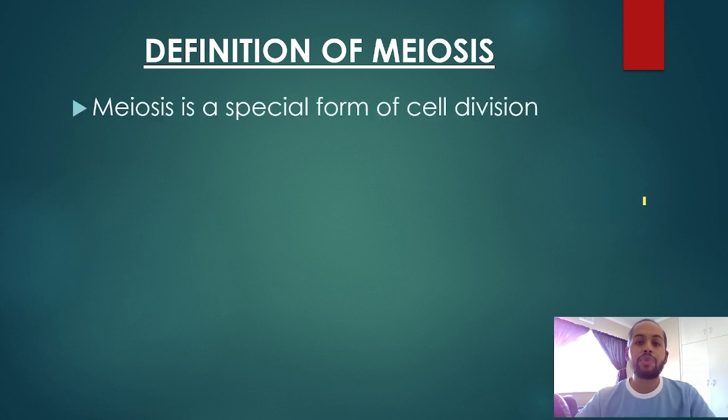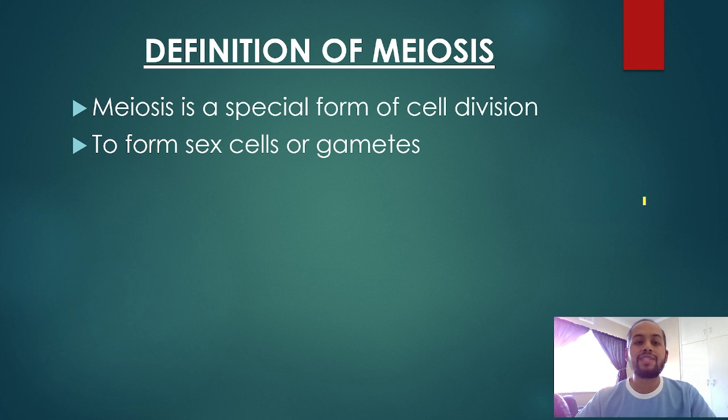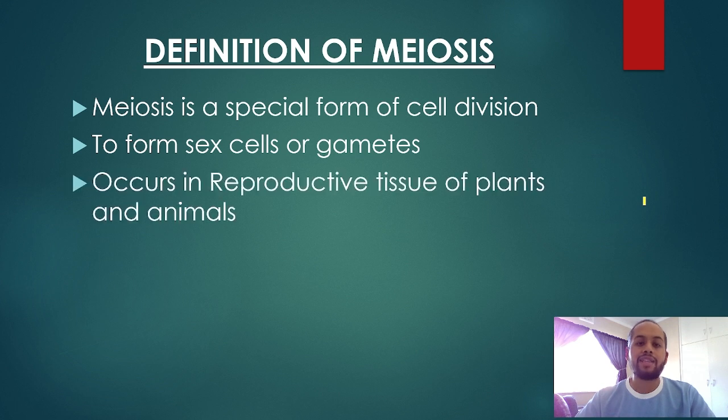So meiosis is a special form of cell division to form sex cells or gametes, and it occurs in reproductive tissue of plants as well as animals. Meiosis is the type of cell division where you are going to be forming sex cells or gametes. And when we do this, we are simply going to be halving the chromosomal number. So originally, you had 46 chromosomes in your normal somatic cell. But after meiosis, you are reducing your chromosomal number to half. So in human beings, it's going to move from 46 chromosomes down to 23 chromosomes.